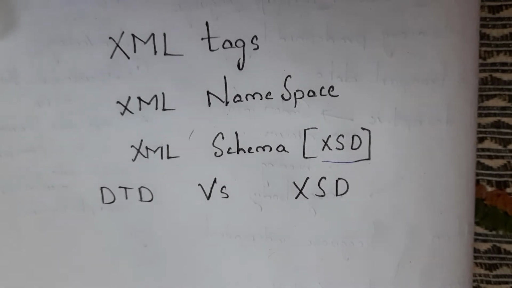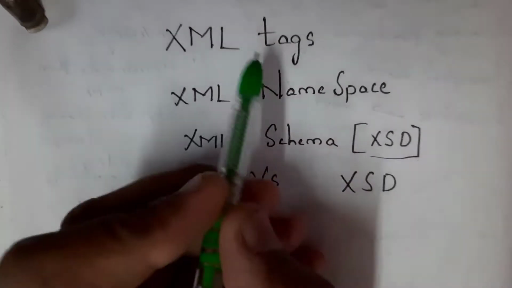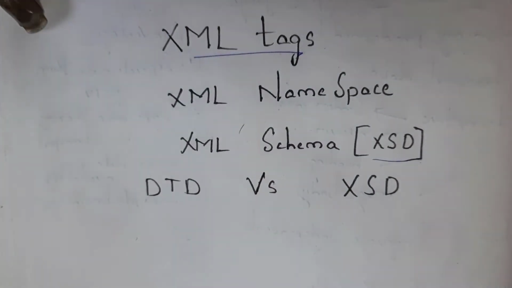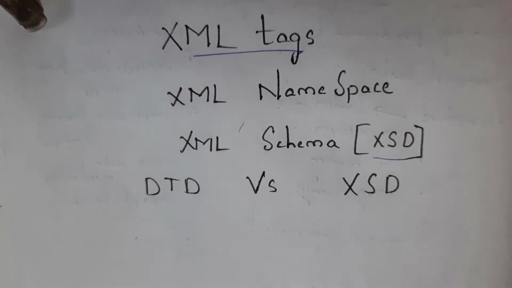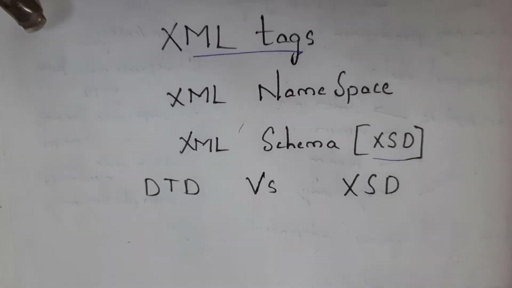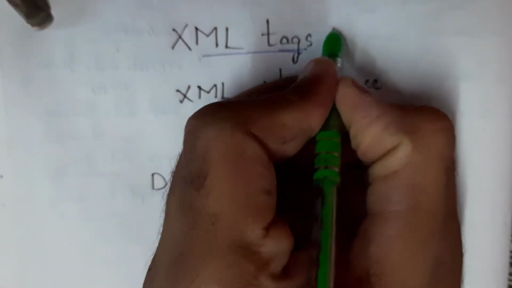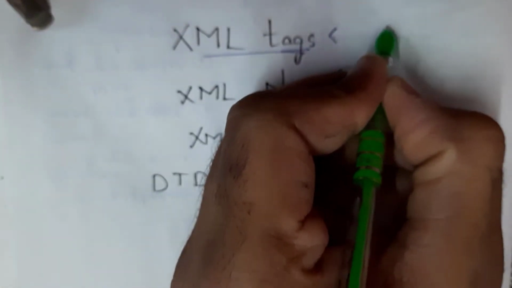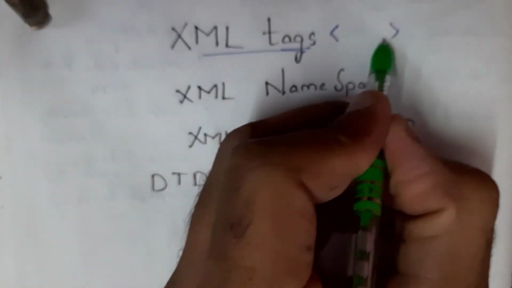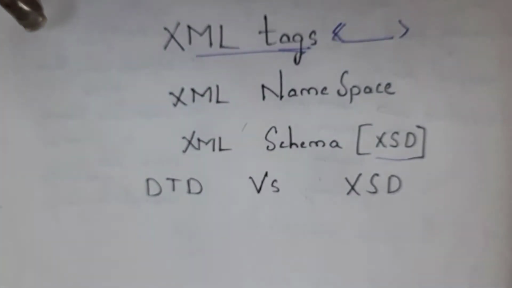Let's start our video. XML tags. These XML tags are used to describe the structure of a document and also to identify the content of the document. What is the meaning of a tag? Anything that is written in between brackets is known as a tag.